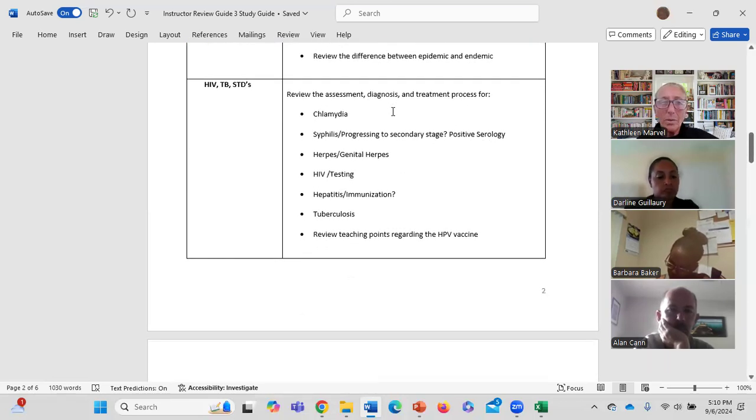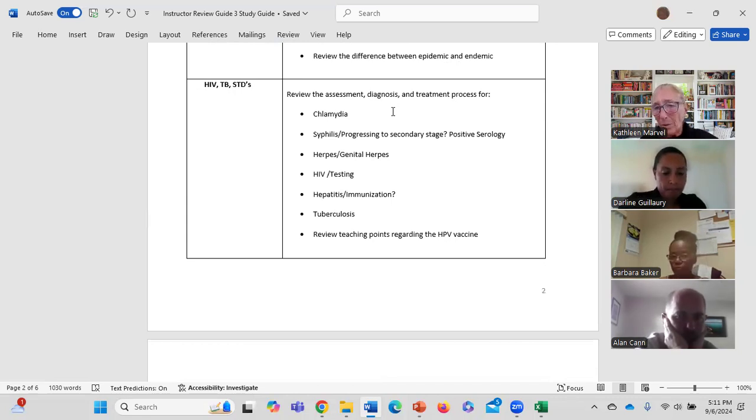The next concept was HIV, TB, and STDs. I want you to have an understanding of assessment, diagnosis, and treatment for each of these STDs. Okay, chlamydia. Syphilis, we talked about in more detail in class. How do you diagnose syphilis? How do you know it's progressing to a secondary stage? The only way you can know that is with a positive blood test, positive serology.